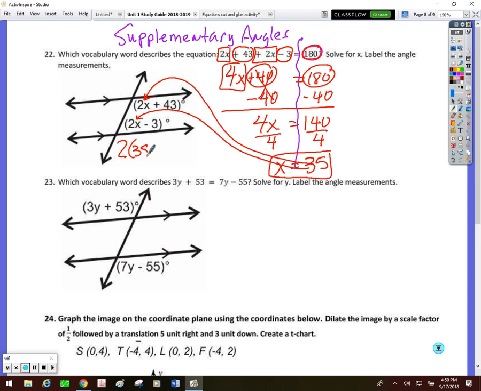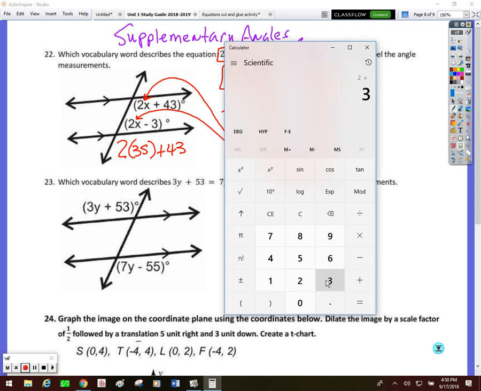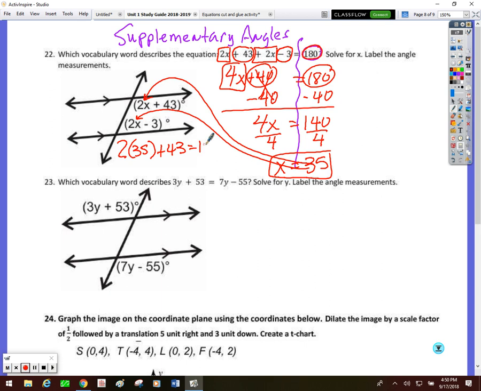2 times 35 plus 43. So let's see what we got there. So we have 2 times 35 plus 43 should give me 113, right? Equals 113. Then I have 2 times 35 minus 3. Well, this is a number I can do. 2 times 35 is 70, minus 3 is 67. So this angle right here is 113. This angle is 67. If I am correct, they should equal up to 180 degrees, which they do. Okay? All right, so that we know that's correct.